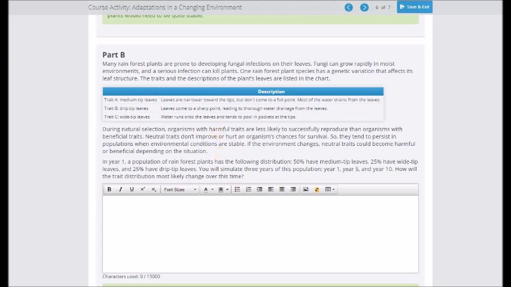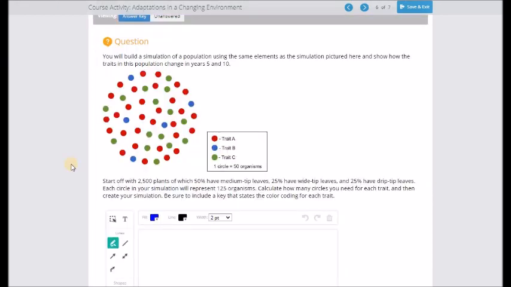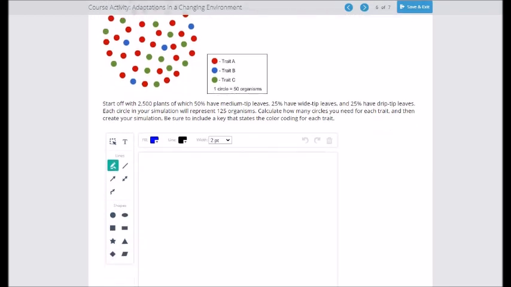Now part C. This is similar to part B, where it's the same kind of thing. Trait A, B, and C, that's going to be the leaf shape. Here is the current distribution of them. Reds are A, blues are B, and greens are C. But now you're going to draw for me how it's going to change, similar to what you did above. Each circle represents 125 organisms.